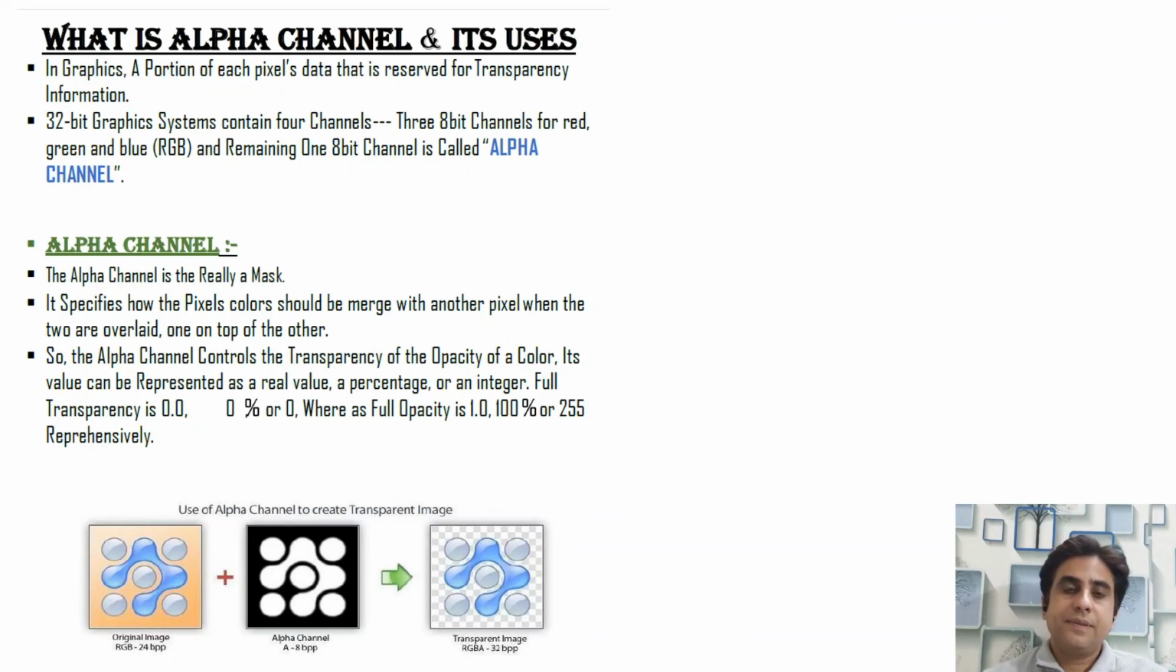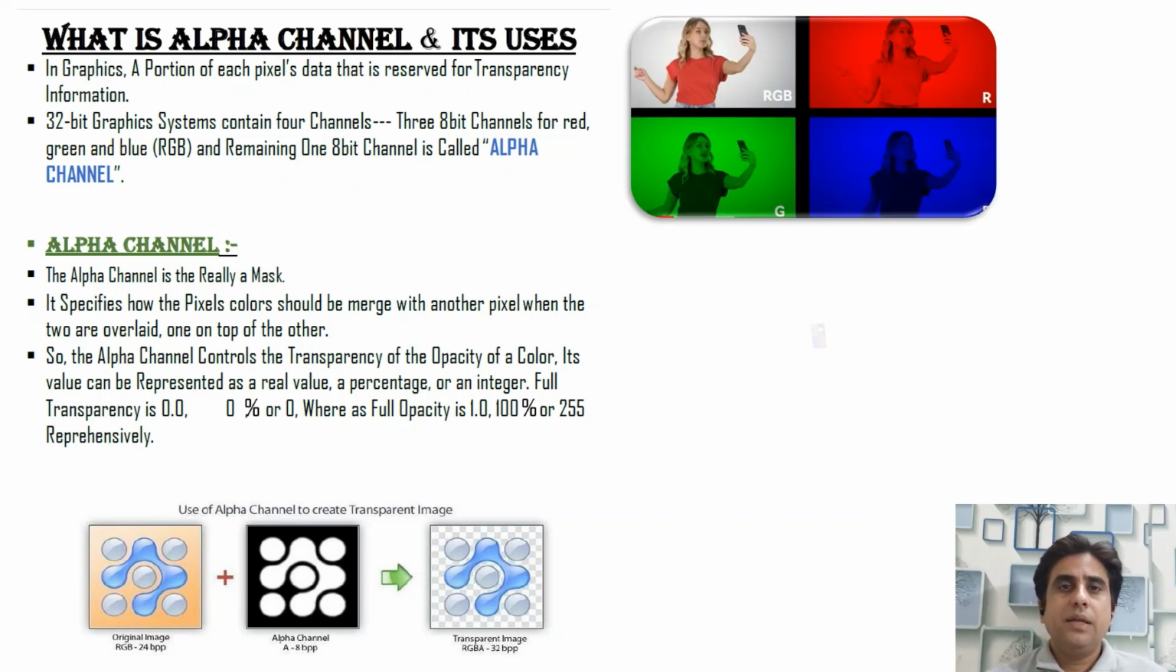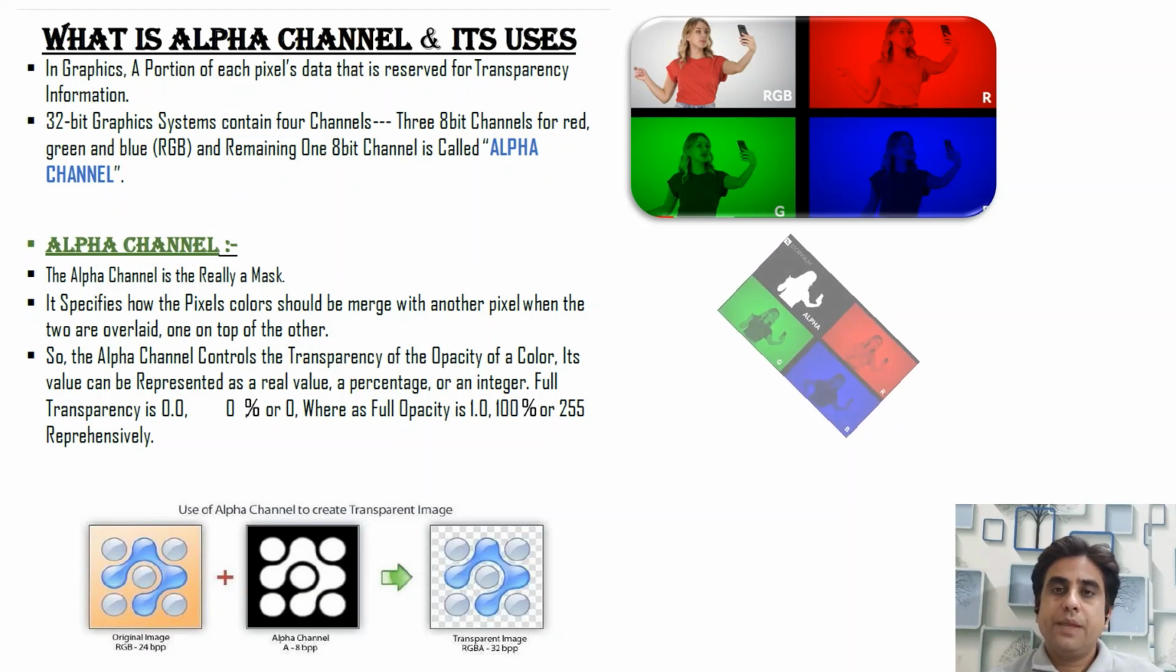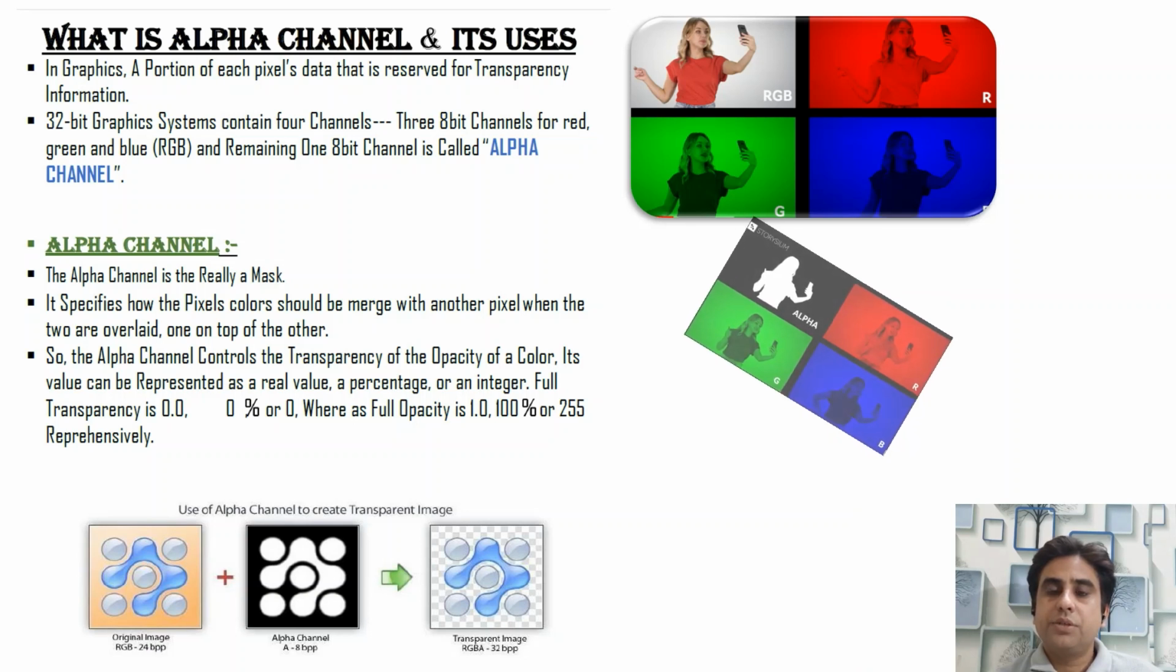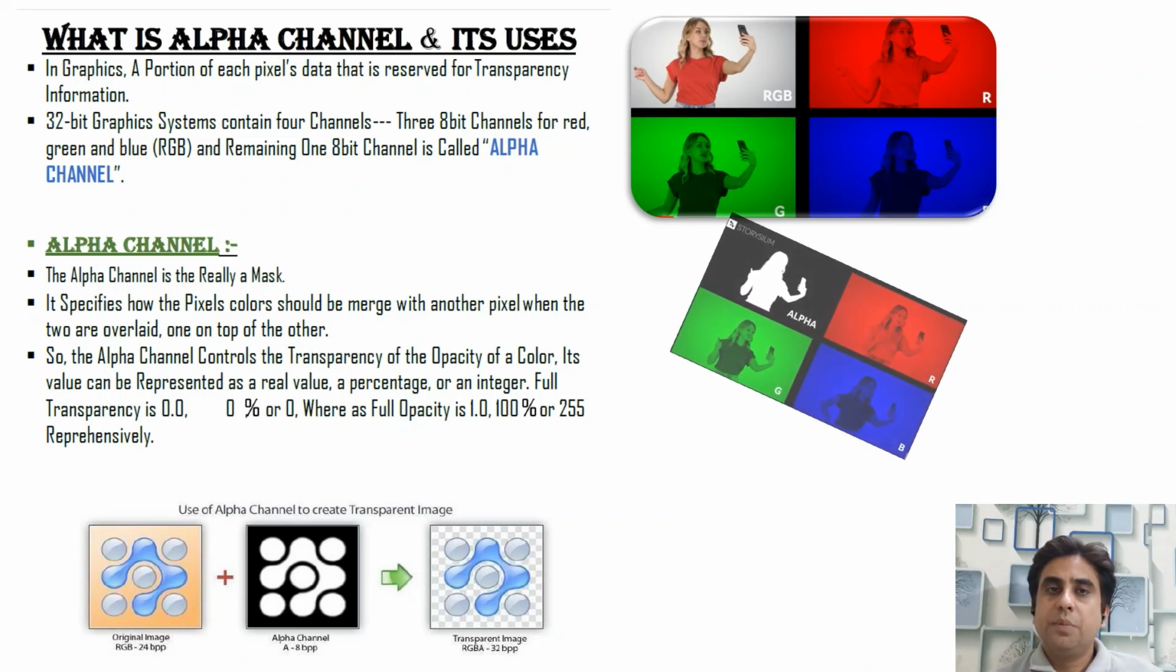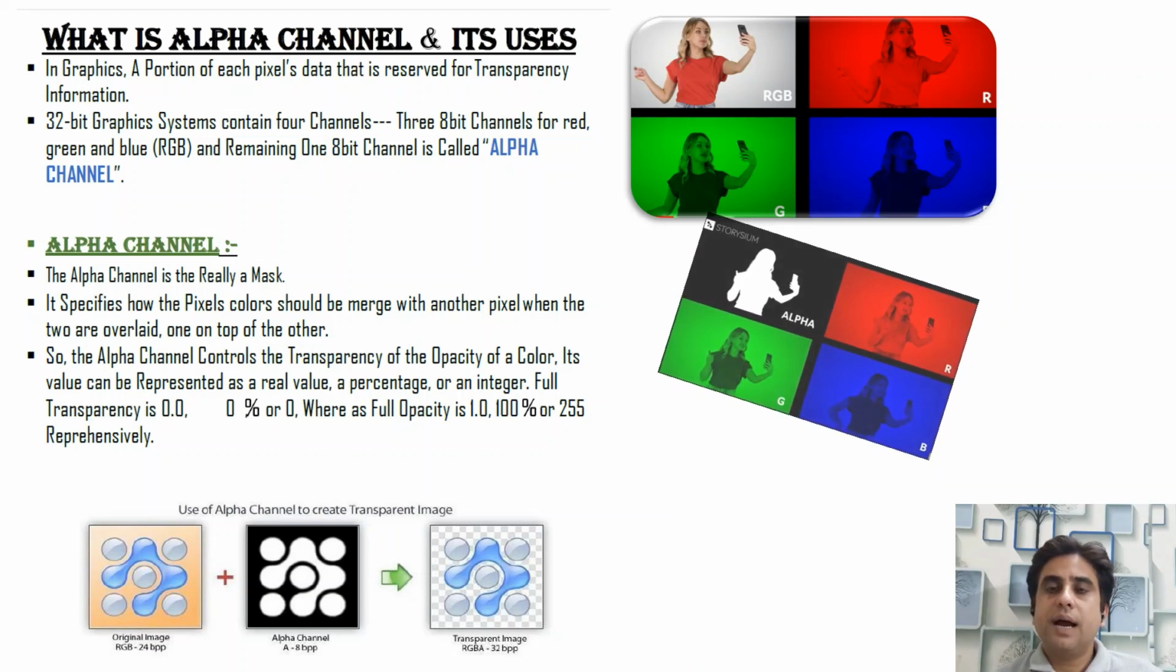Moving to the next slide, a very important technical term used in multimedia systems is the alpha channel. Now, what is an alpha channel? An alpha channel is one in which a portion of each pixel's data is reserved for transparency information. As you can see in this slide, an image is basically a combination of three colors: red, green, and blue. If you see separately, this is the red color, here it is the green color, and here it is the blue color. When combined together, it is RGB.